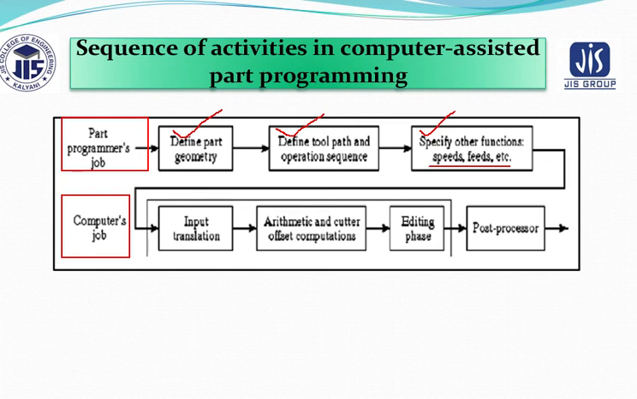So basically, if I come to a summary of the part programmer's job, then his initial task is to define the part geometry, then to define the tool path and operation sequence, and then to specify other functions, that is speed, feed, etc. Now let's come to the job of a computer. After getting all the instructions from the part programmer, the first job of a computer is translation. That is, input translation is occurring.